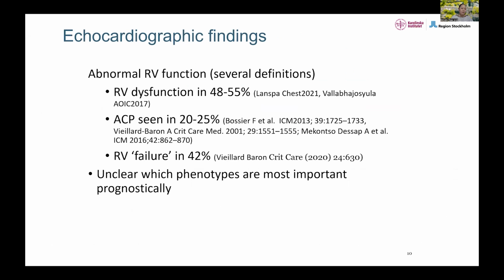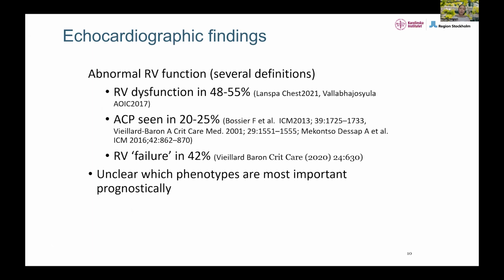So abnormal right ventricular function also occurs commonly, up to 55%, but again, it depends on how it is defined. Now, there are consensus definitions. However, there are two other definitions: acute cor pulmonale, which is defined echocardiographically as RV dilatation, so the RV to LV end diastolic area more than 0.6, plus septal dyskinesia. So that's the echocardiographic definition of acute cor pulmonale. So ACP is seen in 20 to 25% of a patient population with severe sepsis and ARDS.